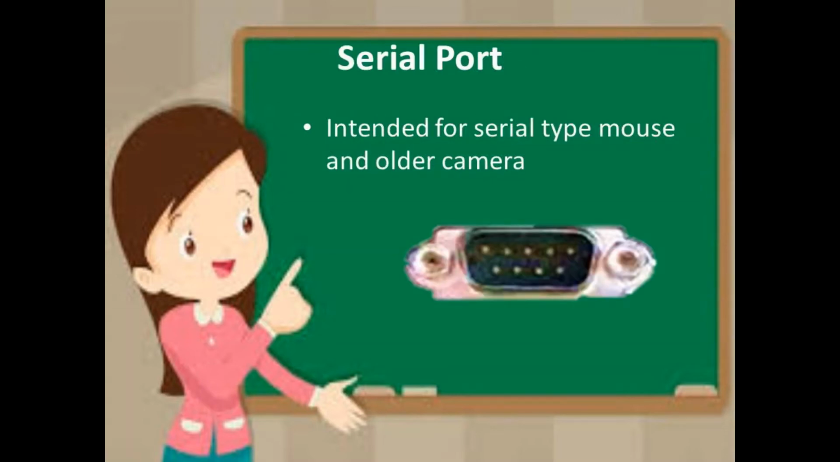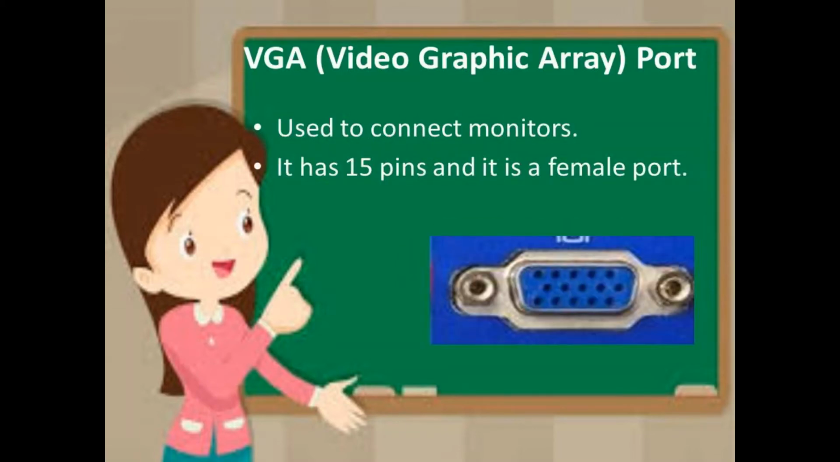Serial port. It is intended for serial type mouse and older cameras. A serial port is a serial communication interface through which information transfers in or out sequentially, one bit at a time. Video Graphics Array or VGA port is a standard connector used for computer video output.